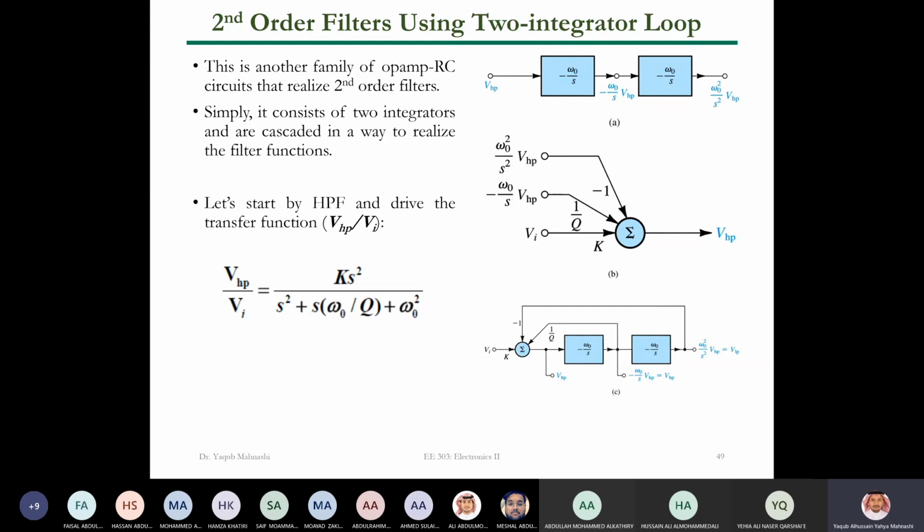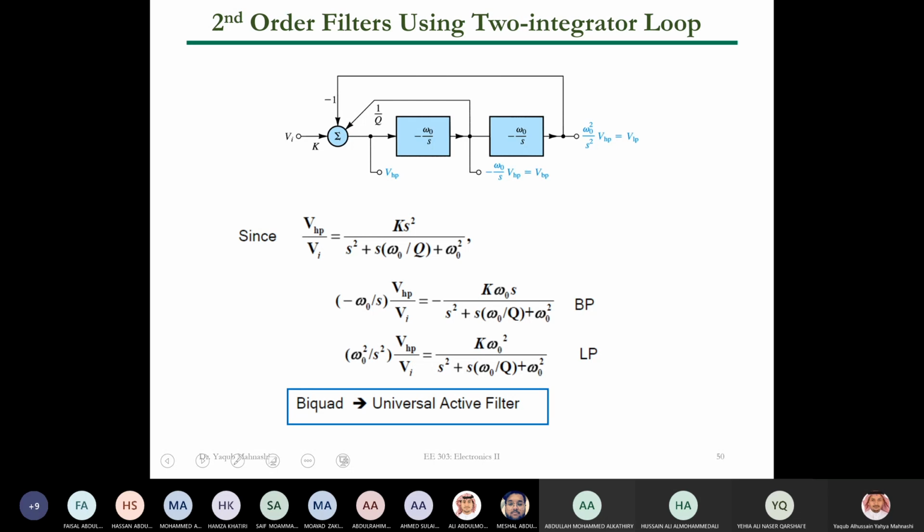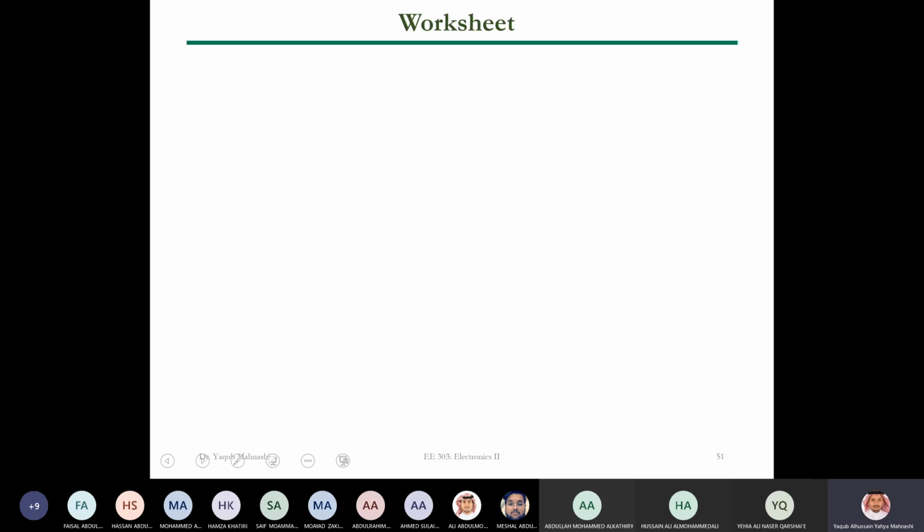So the last topology here is what we call the two integrator loop, okay? And this is another RC circuit. Shabab, we call it op-amp RC or active RC because we are not using an inductor here. So if I ask you to design a filter that is active RC, you may consider these topologies: either an inductor replacement, a single amplifier, or even this one, the one we'll talk about. So we'll take it from here. Let's start with the high pass filter transfer function.